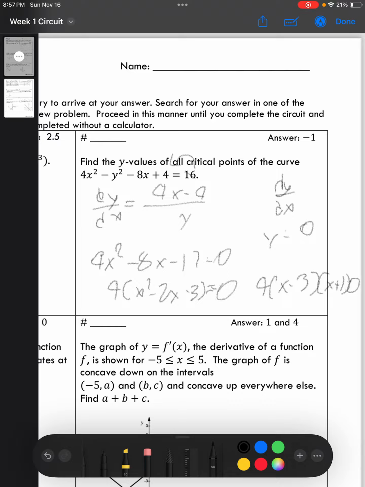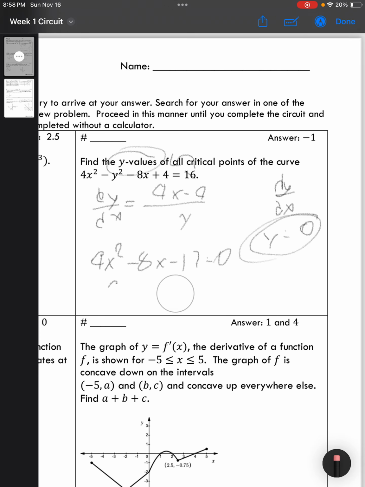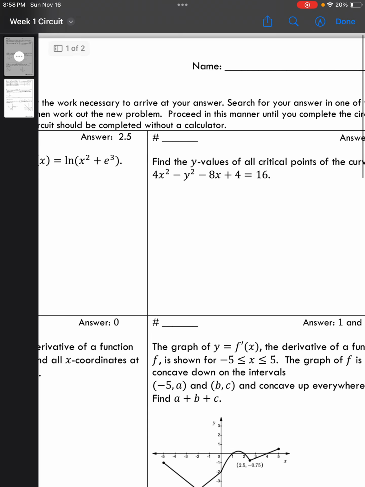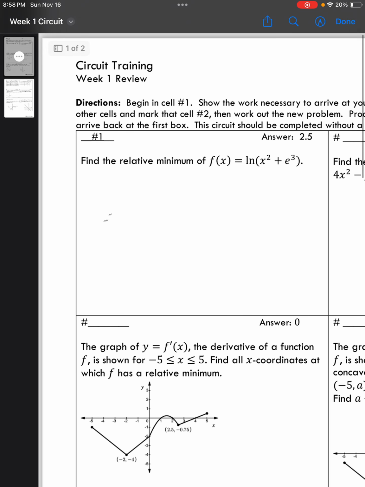Sorry if I'm running out of space, but actually the x values don't really matter because we're asked to find the y values. So this is actually the only y value that will give us a critical point. So 0 is the answer for this question because this is the only y value that will give us a critical point. So now we check where it's 0, it's here.